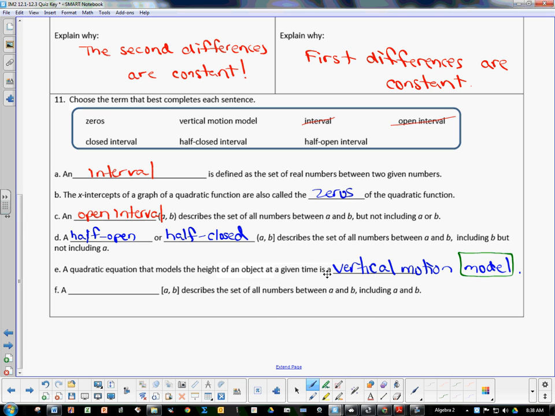For this next one, it says we've got a blank, and instead of parentheses, these are brackets. What do we call that? Closed interval. It's closed because it is inclusive. It includes the ends, A and B. So this is a closed interval. Moving on to the next page.